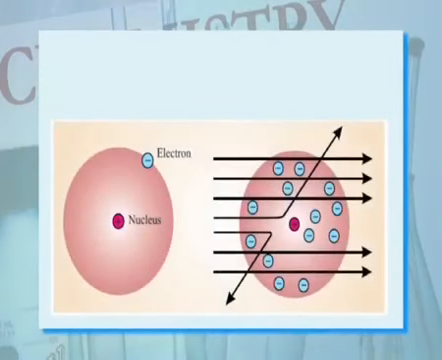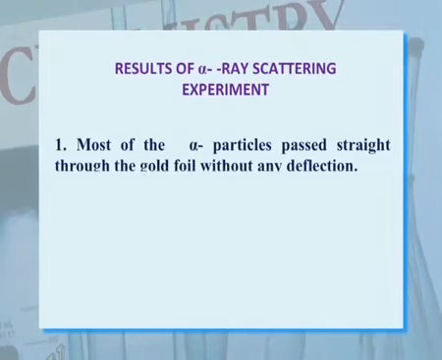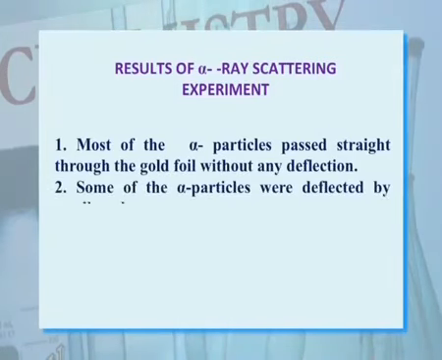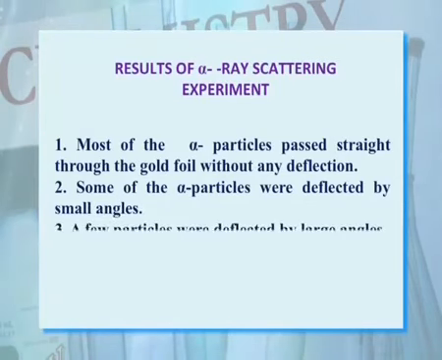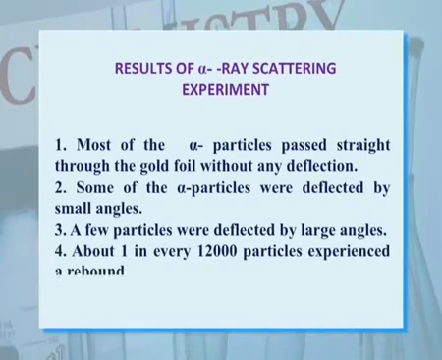The results of the alpha ray scattering experiment. First, on the basis of this experiment, Rutherford concluded that most of the alpha particles pass straight through the gold foil without any deflection. Some of the alpha particles were deflected by small angles, a few particles were deflected by large angles. About 1 in every 12,000 particles experienced a rebound.